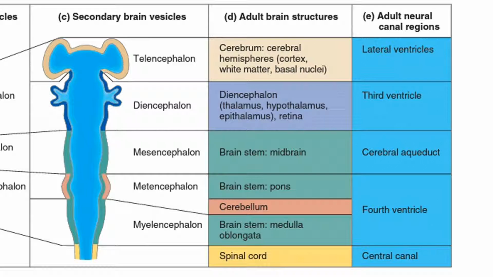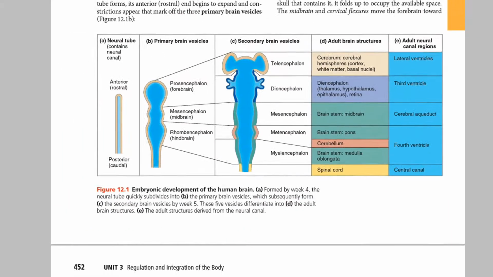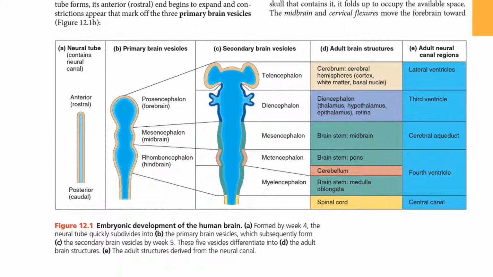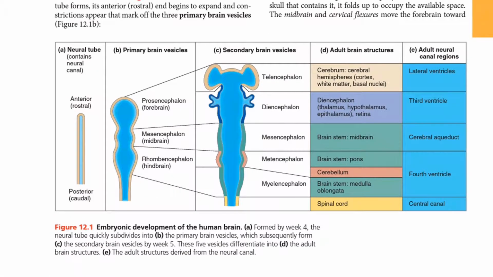Telencephalon has the lateral ventricle, diencephalon has the third ventricle, mesencephalon in the brainstem, the midbrain, has the cerebral aqueduct, and metencephalon has the fourth ventricle, and the spinal cord has the central canal. So you can understand this table. See the blue colored portion in the center: from that, the ventricles and the central canal develop.